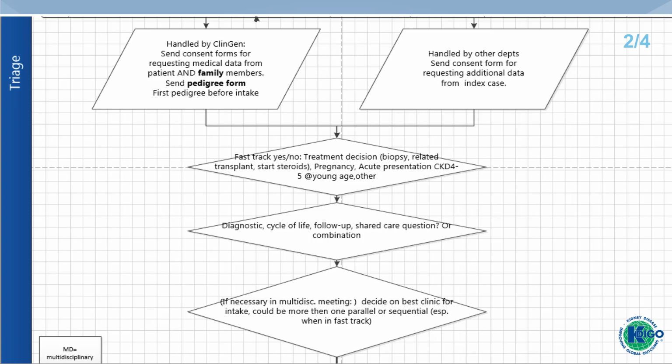Then we decide whether the patient should be fast-tracked, yes or no. That's based on whether there's a treatment decision waiting, so either a biopsy that might be avoided, or a related transplant, or the start of treatment, whether there would be pregnancy, or we also fast-track patients that had an acute presentation of CKD 4 or 5 at a young age, so these young adults. Also, we think about whether it's a diagnostic question or more a life-cycle planning or family planning question. Is it about follow-up or shared care or a combination of those?